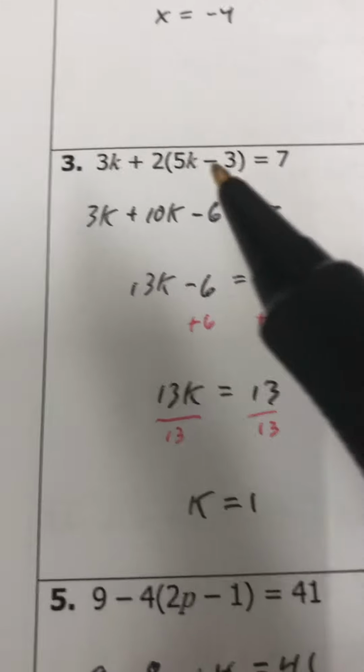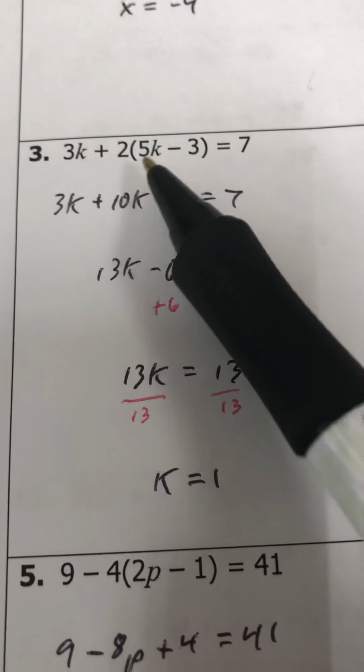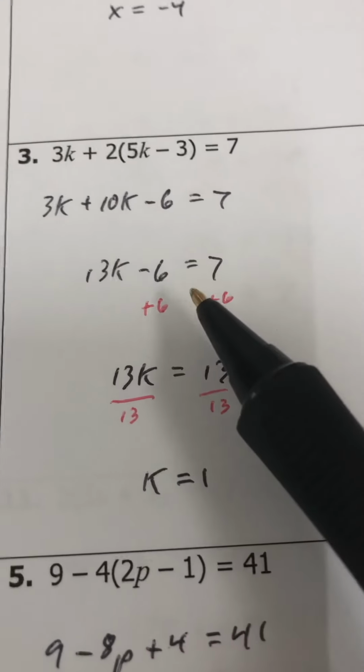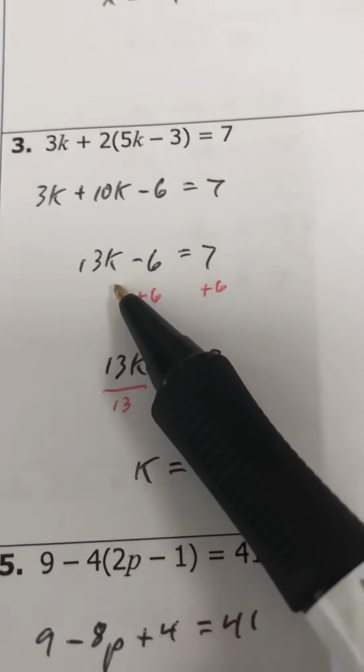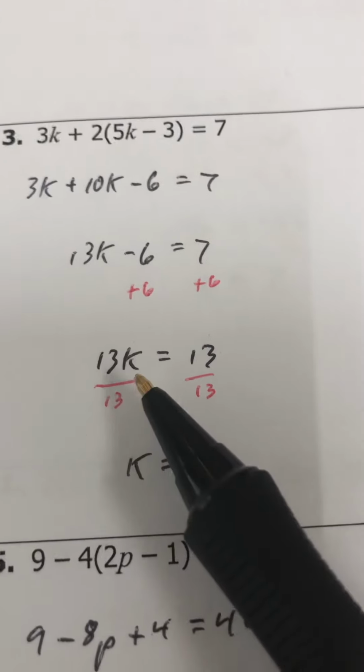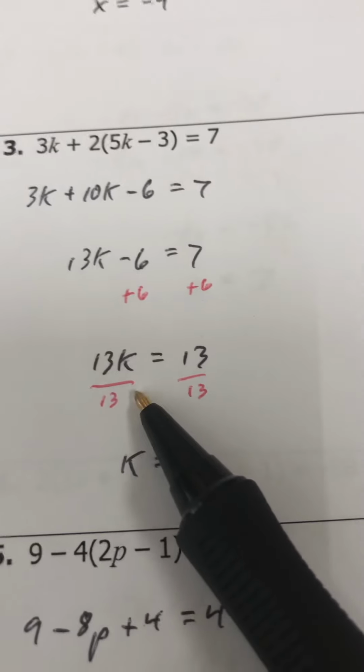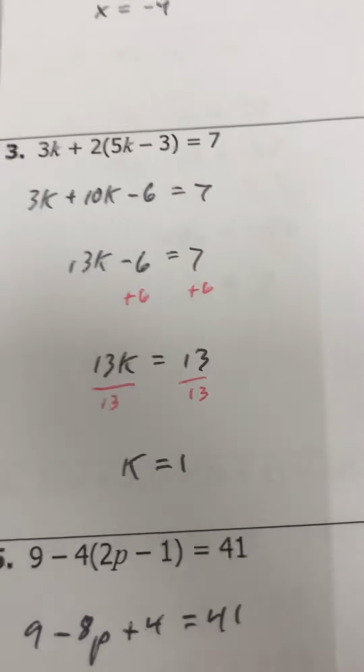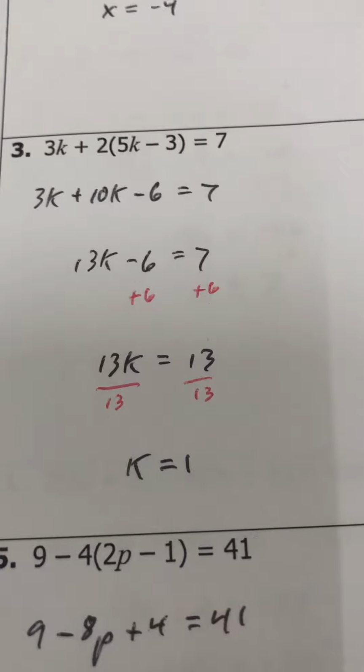Number 3, I did the distributive property, and then I combined like terms. And then I added 6 to get the 13k by itself on one side. I divided by 13 both sides. I end up getting k equals 1.